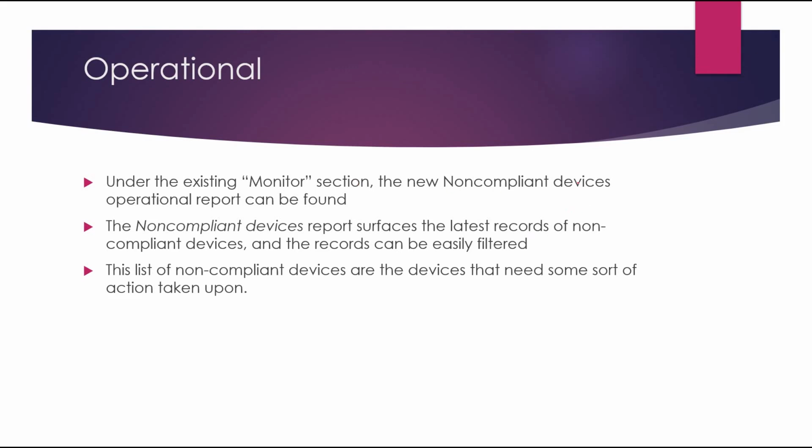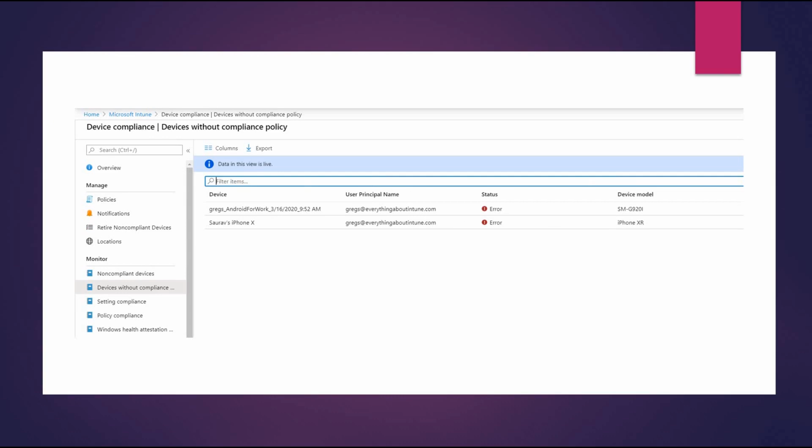In the Intune portal under the monitor section, we can see a list of non-compliant devices, which shows how many devices are compliant, how many are not compliant, and when we click on a specific device, we can see the reason behind the non-compliance. For example, in my Microsoft Intune portal, under device compliance, under the monitor section, it says devices without compliance policy assigned. Right now you can see that there are two devices which do not have a compliance policy assigned to them.